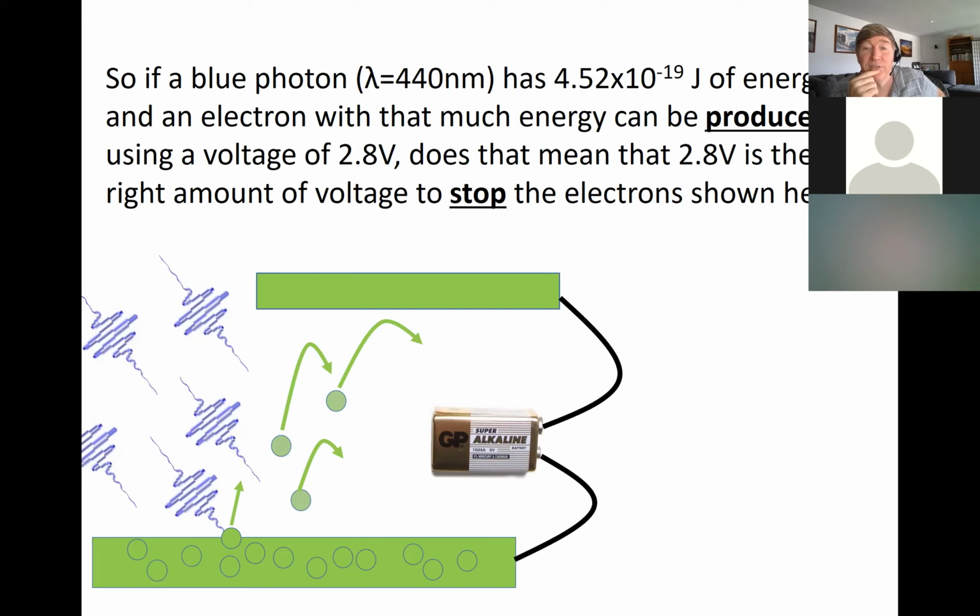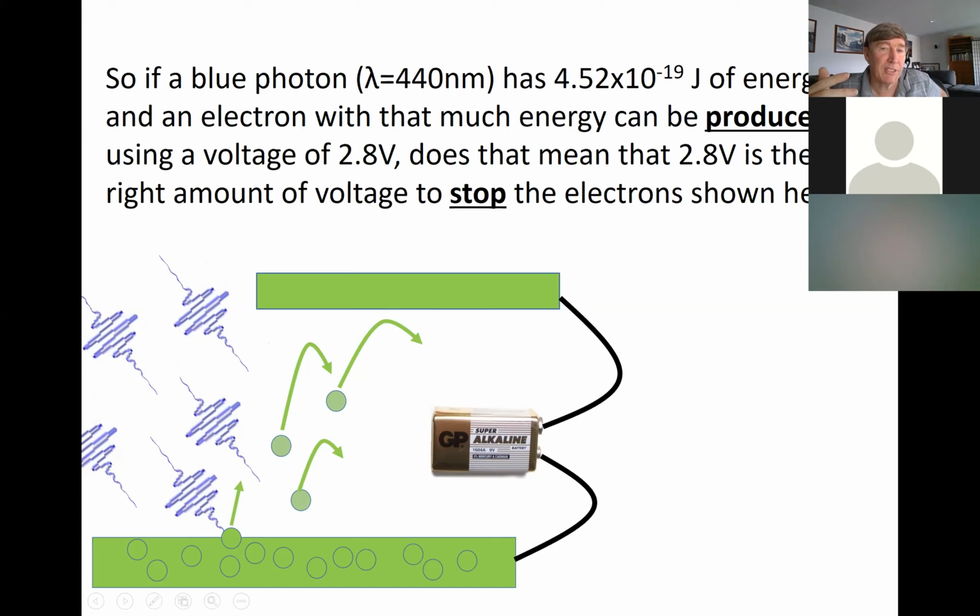So why is it enough to stop it? The answer to your question, Darren, is because if this was an electron gun, forget the photons. Let's suppose that we're going to use this as an electron gun. We just got through calculating that 2.8 volts on our electron gun was the right number to give it so that these electrons would have the same amount of energy that the blue photon had. Do you agree with that?